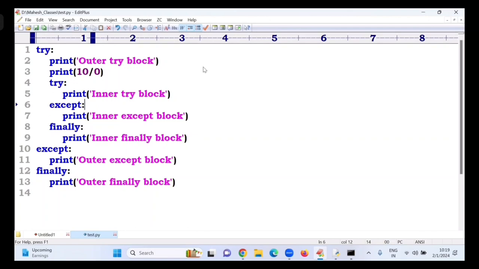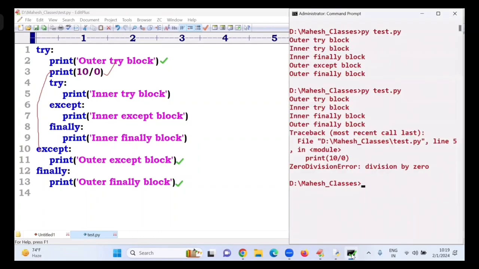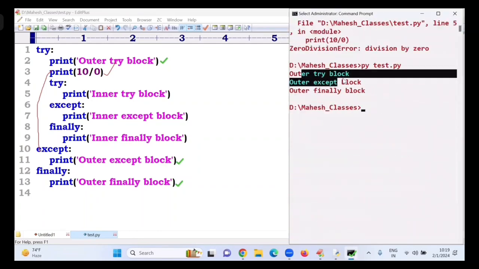Sir, here which blocks are executed? First one, outer try block. Next, inner try, inner finally executed, not executed. So whenever an exception is raised in this case, the cursor will come to which block? Except block. It is a default except block. So outer except and outer finally blocks will be executed there. It never goes to the inside of the program. Outer try, outer except, outer finally blocks will be executed there.